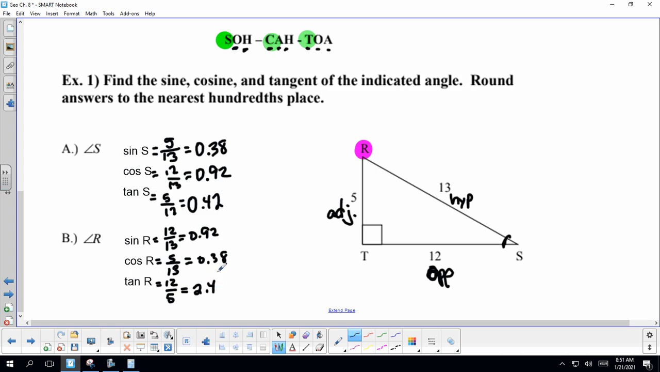All right, so that's all that trigonometry is. It's just finding the ratios of your triangle and how the sides are related. Easy peasy. We are now going to transition. We're going to use those trig ratios to find some missing angles.